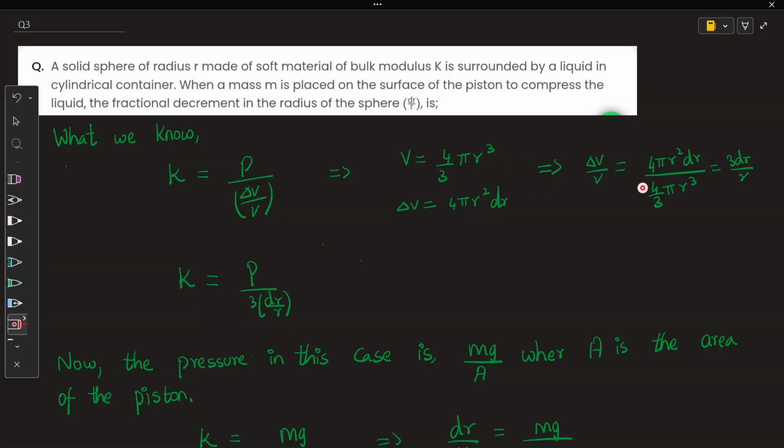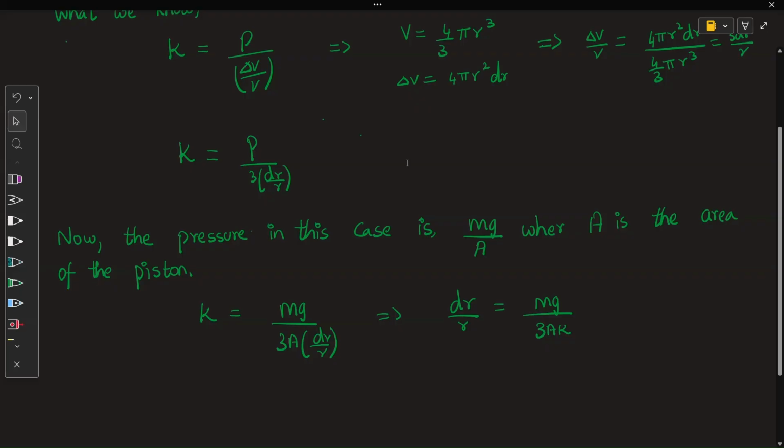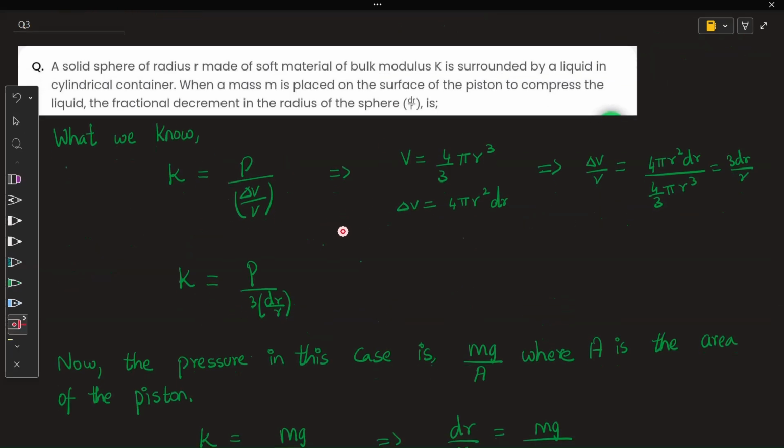Now, if I substitute it here, I get K P by 3 dr by r. Now, the pressure in this case is mg by A, where, sorry, A is the area of the piston. That is the detail we missed. K, if I substitute it directly, I get mg by 3AK. This is a much simpler question. Okay, this is actually a PYQ in 2018, I guess.